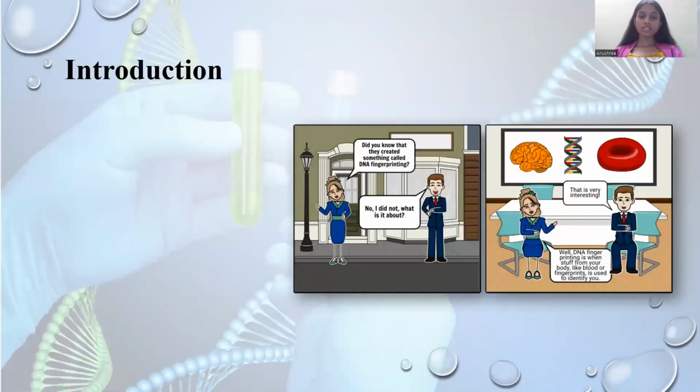So here you can see these two people are communicating about DNA fingerprinting. Did you know that they created something called DNA fingerprinting? Then the person reacts, no, I did not. What is it about? Well, DNA fingerprinting is when stuff from your body, like blood or fingerprints, is used to identify you. That's very interesting.